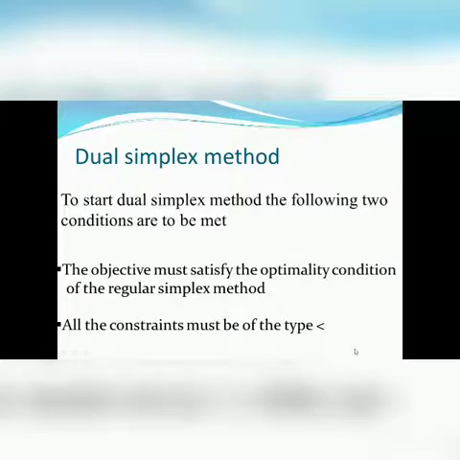To start the dual simplex method, the following two conditions are to be met. The objective must satisfy the optimality condition of the regular simplex method. That is the first condition to start the dual simplex method. And the second is that all the constraints must be of the greater-than-or-equal-to type, which means they should be of the more-than type.